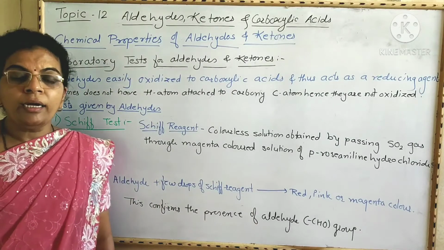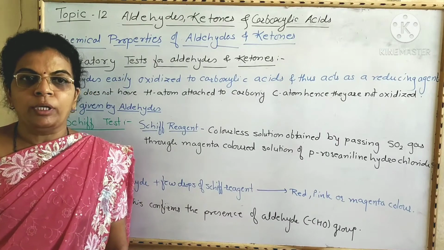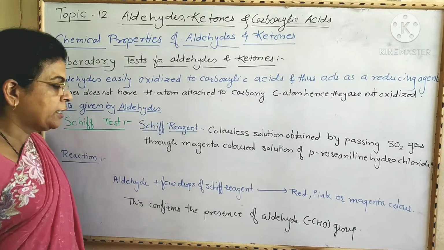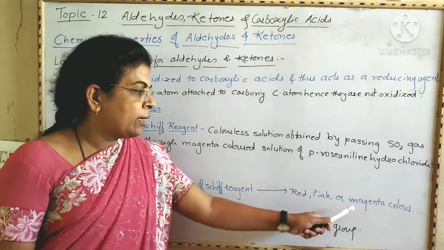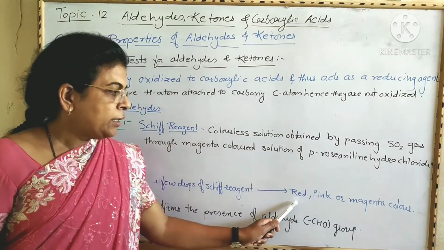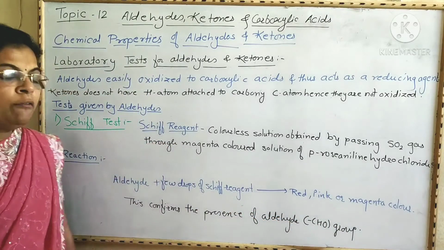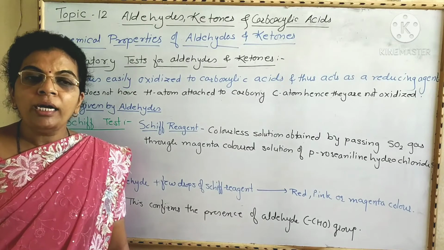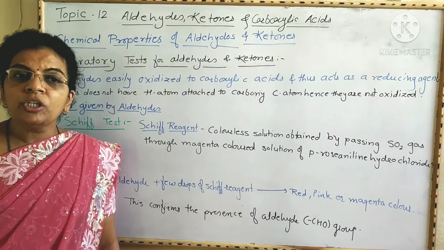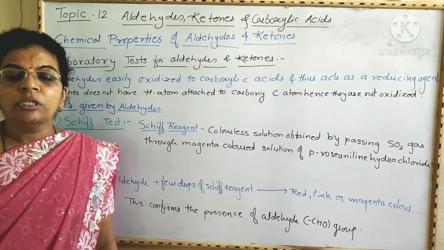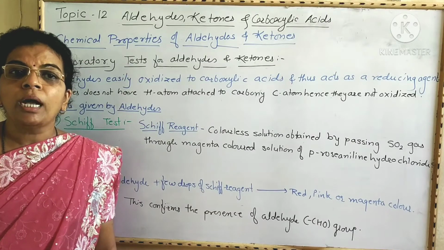Now we are going to see the reaction. In an aldehyde there is a hydrogen atom directly attached to the carbonyl carbon, and when this aldehyde is treated with a few drops of Schiff's reagent, the magenta color reappears. That is, the solution becomes red, pink or magenta. This confirms the presence of the aldehyde or CHO group in the molecule. This reaction is not given by ketones since there is no hydrogen atom directly bonded to the carbonyl carbon.